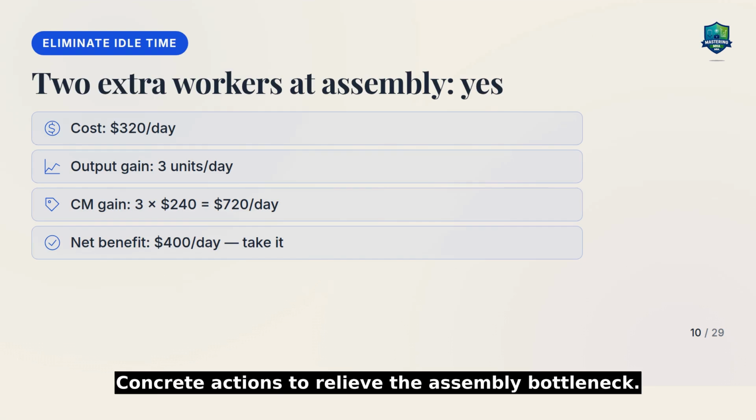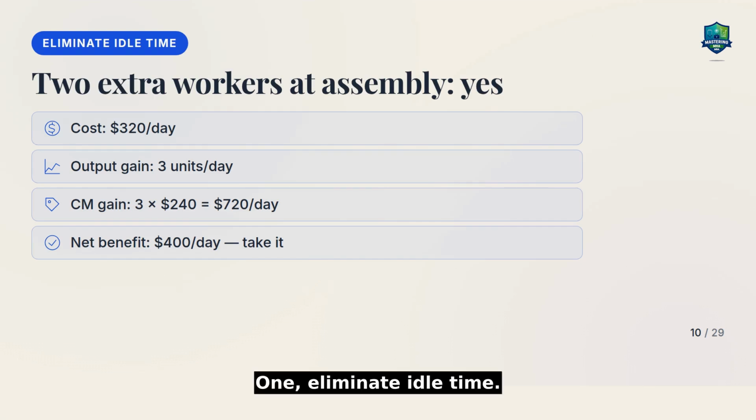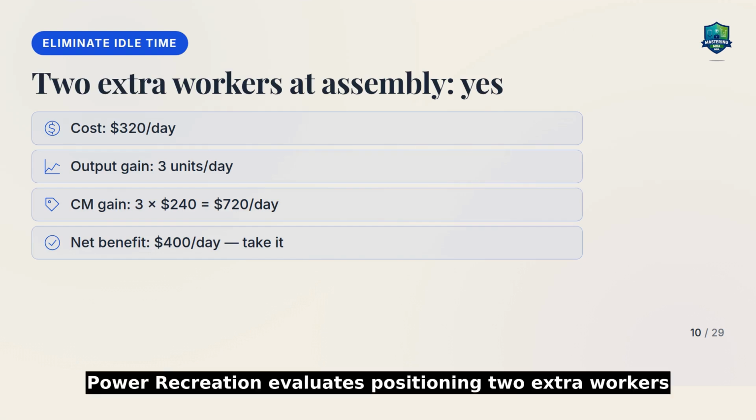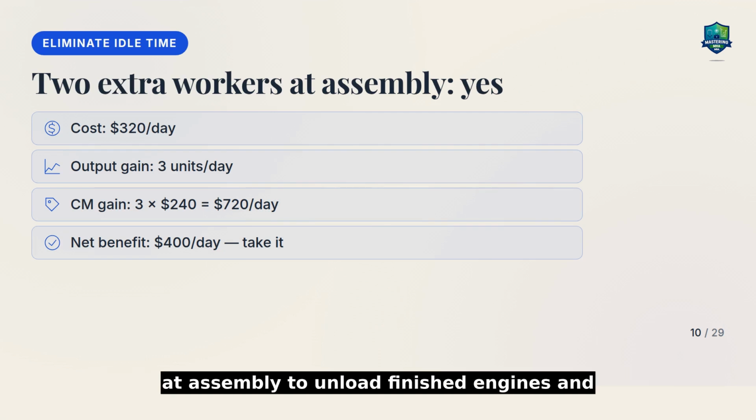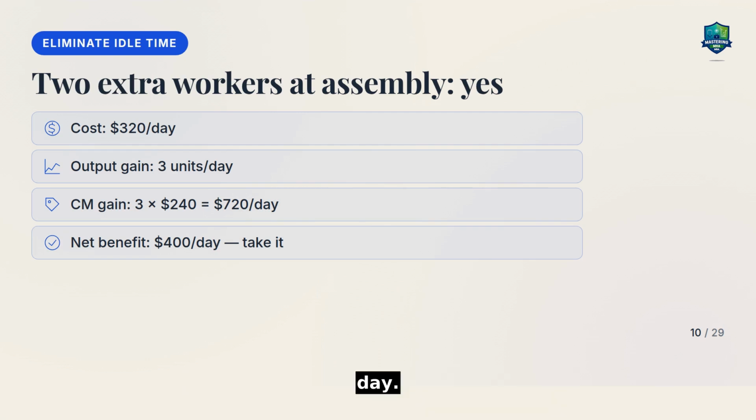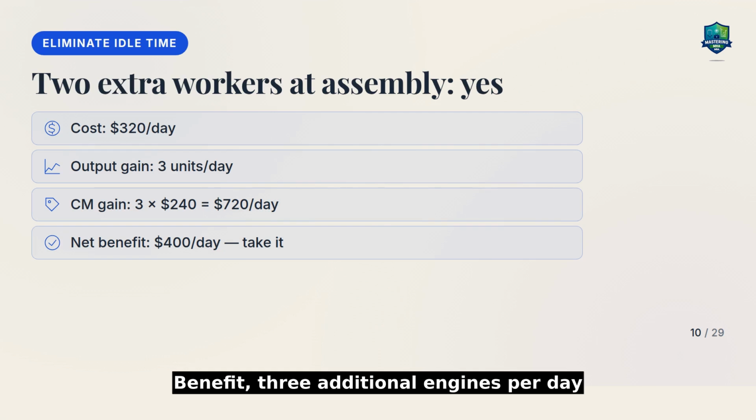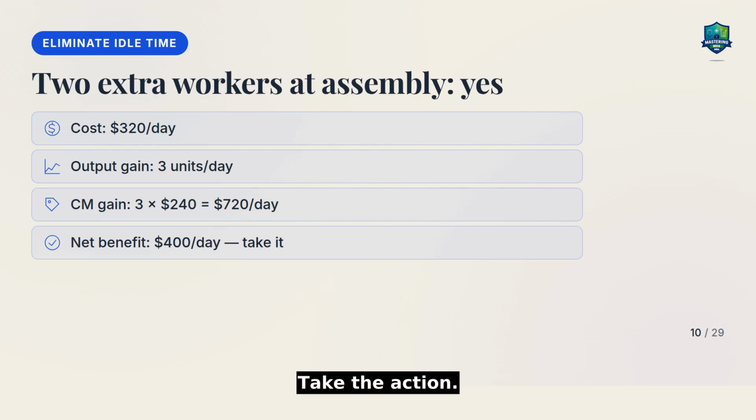Concrete actions to relieve the assembly bottleneck. 1. Eliminate idle time. Power Recreation evaluates positioning 2 extra workers at assembly to unload finished engines and set up the next batch. Cost: $320 per day. Benefit: 3 additional engines per day at 240 contribution margin each, 720 per day. Take the action. Net benefit: 400 per day.